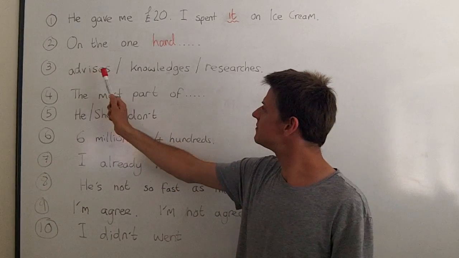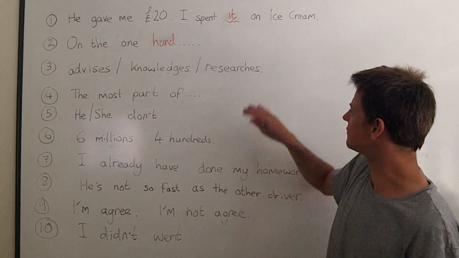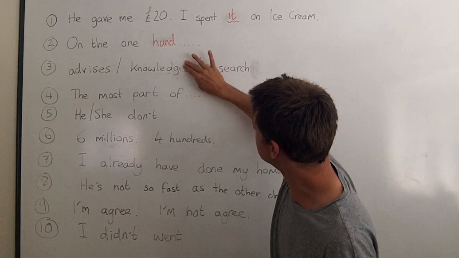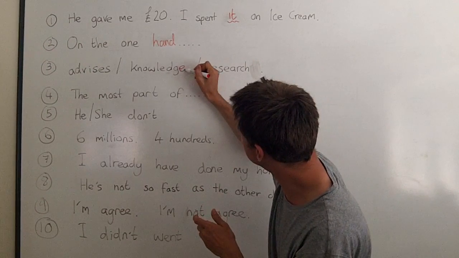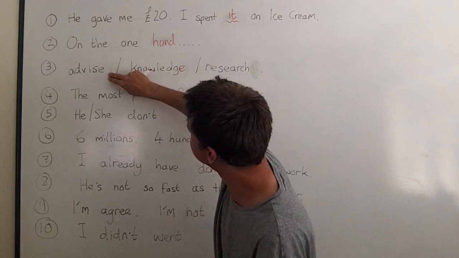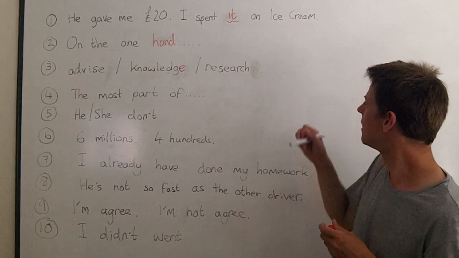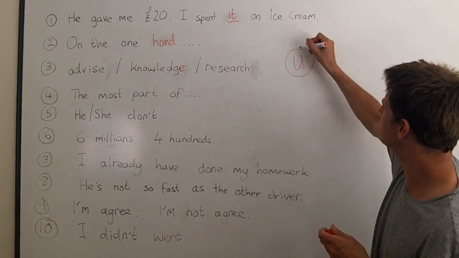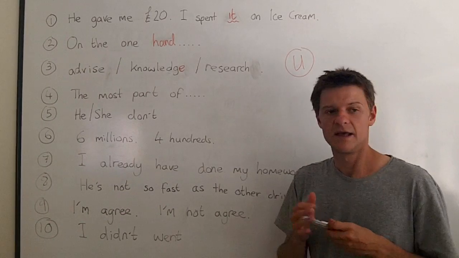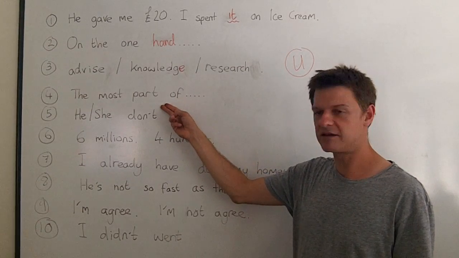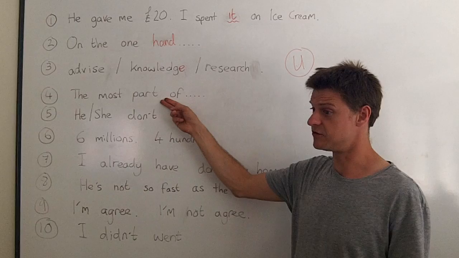Okay, advices, knowledges, researches. No. Research, knowledge, and advice. Okay, advice, knowledge, research, they are all uncountable.